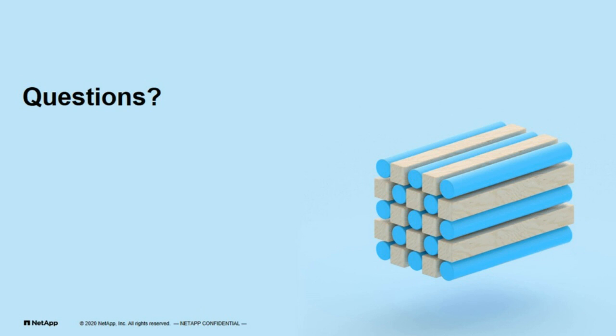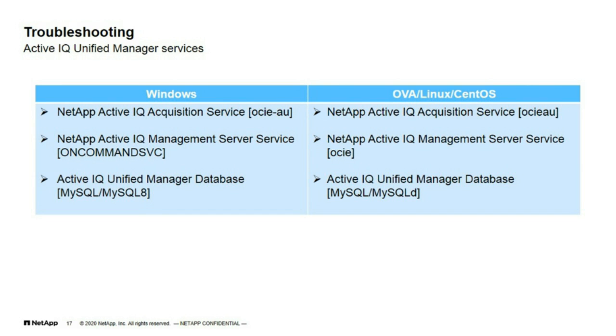Thank you. Let's get started with troubleshooting Unified Manager. ActiveIQ Unified Manager consists of 3 primary services. The MySQL, which is the backend database, OCIE, or also called the on-command service in Windows, which functions as both the kind of brains of the application as well as the web UI, and the acquisition service, also called OCIE AU, which performs the polling, which gets the information from the data source consumed by Unified Manager.